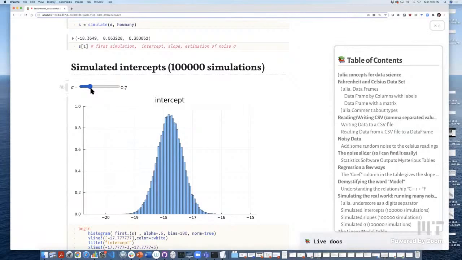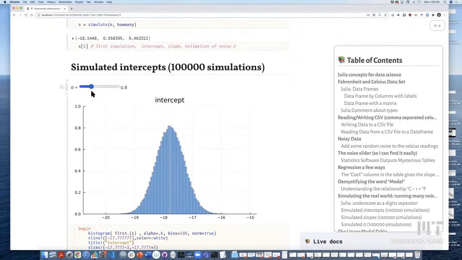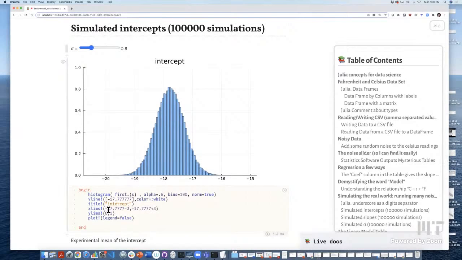Okay, you saw I added noise. I could add just a little bit of noise, or I could add a lot more noise. Each time I run 10 data points and I calculate an intercept, I get an answer. And you remember the actual true answer is at minus 17.7777. It's at this white line, right? That's the true value of the intercept from Fahrenheit to centigrade, the true value where centigrade is zero, Fahrenheit is minus 17.777.